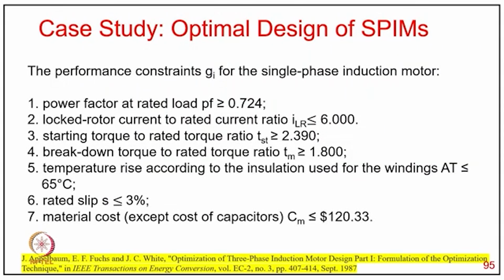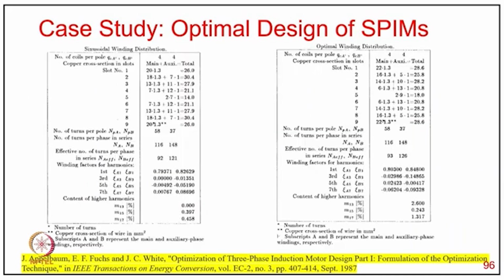The performance constraints Gi for the single phase induction motor are: power factor at rated load should be greater than 0.724, locked rotor current ratio ILR less than 6 per unit, starting torque to rated torque ratio greater than 2.39, breakdown torque to rated torque greater than 1.8 per unit, temperature rise according to the insulation class less than 65 degrees Celsius, slip at rated load less than 3%, and the material cost except the cost of the capacitor around $120 for a specific problem.